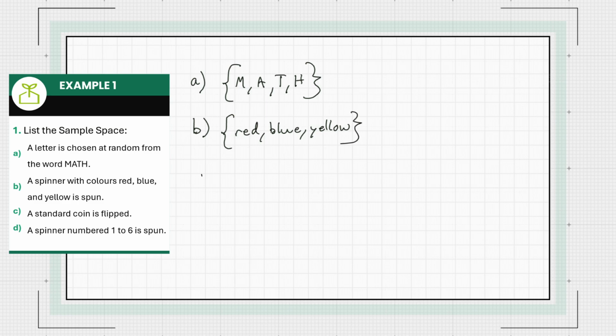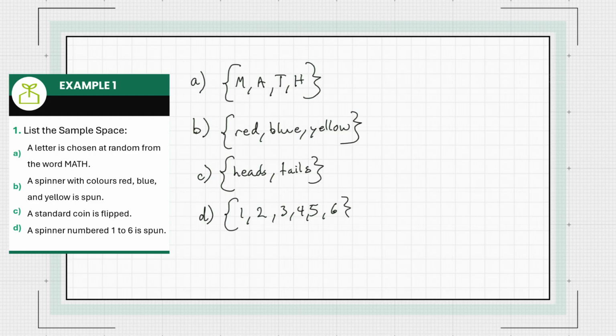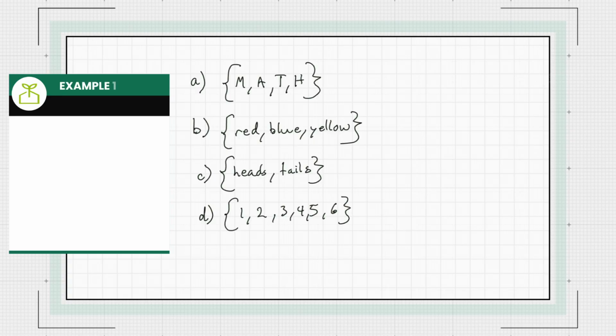Alright, for C, we have a standard coin is flipped. Think about the outcome when you flip a coin. What can possibly happen? So we're talking about getting either heads or tails. Now for D, a spinner is spun and it has the numbers 1 to 6 on it. That means that our sample space is going to be 1, 2, 3, 4, 5, and 6. Alright, so that's our sample space for each of those particular chance experiments.